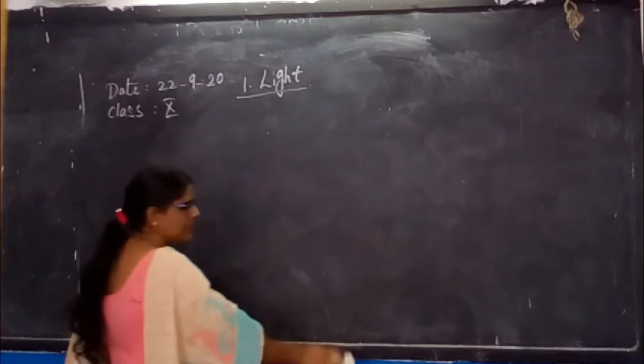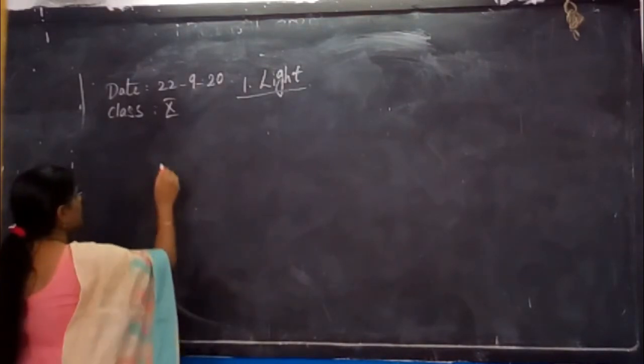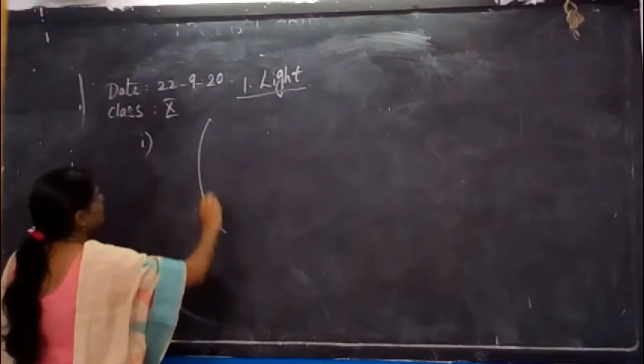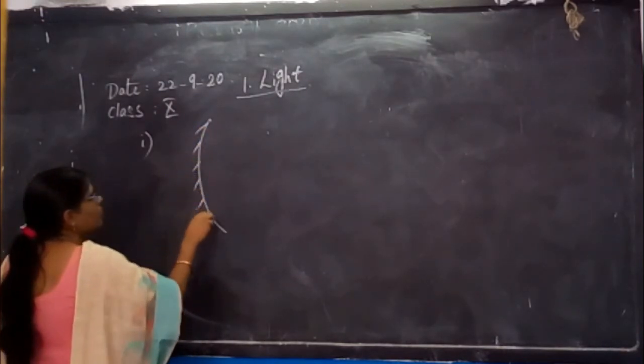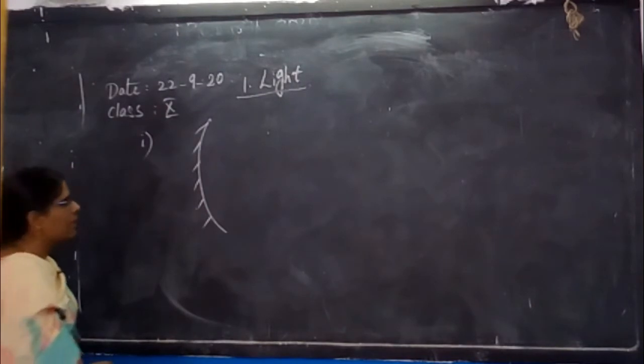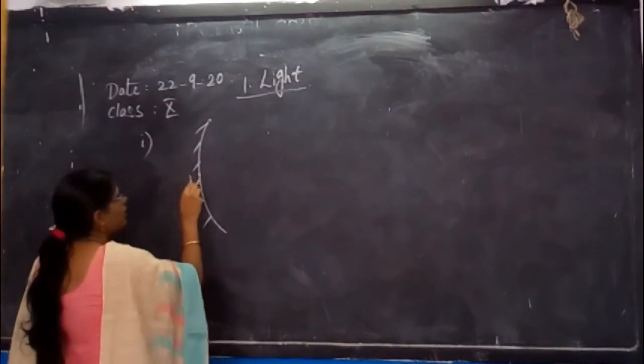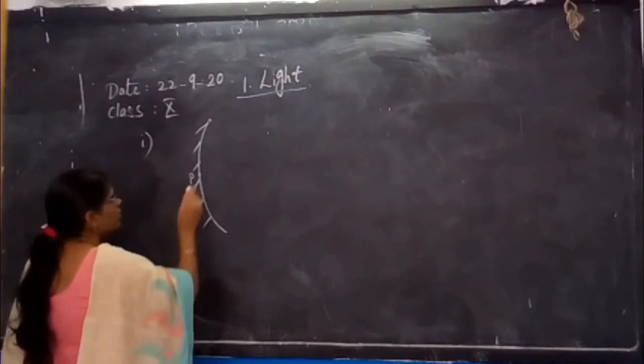How to apply these rules? Let us see an example. Which mirror is it? It is a concave mirror. Thus this mirror has a midpoint. It is called a pole.